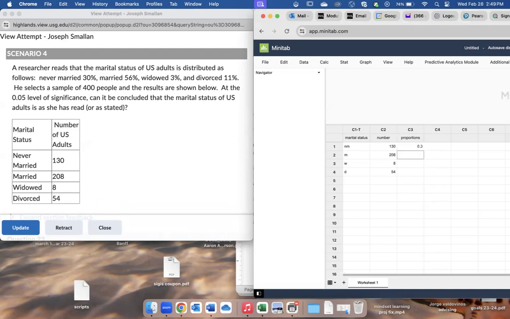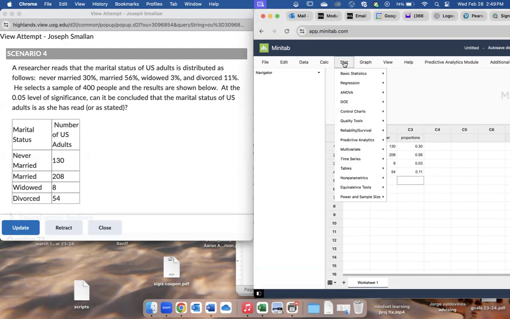Make sure you put those in as decimals, because if it's asking for proportion, that's always a decimal number between 0 and 1. So married was 0.56, widowed 0.03, and divorced is 0.11. So that's the most important thing, that you put them in as proportions.